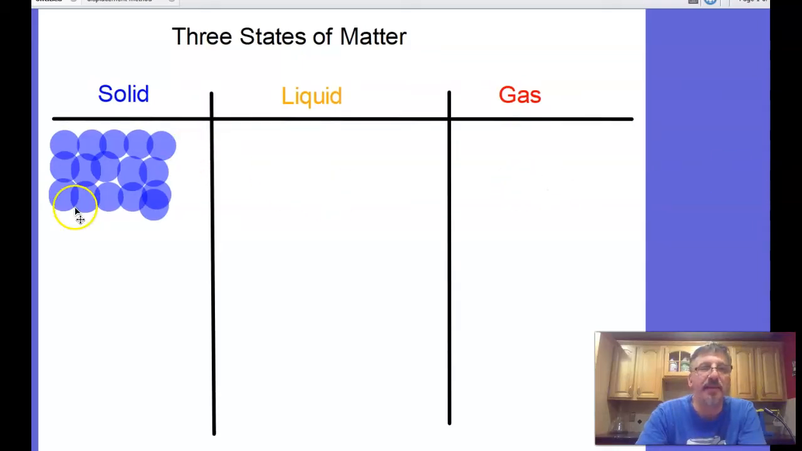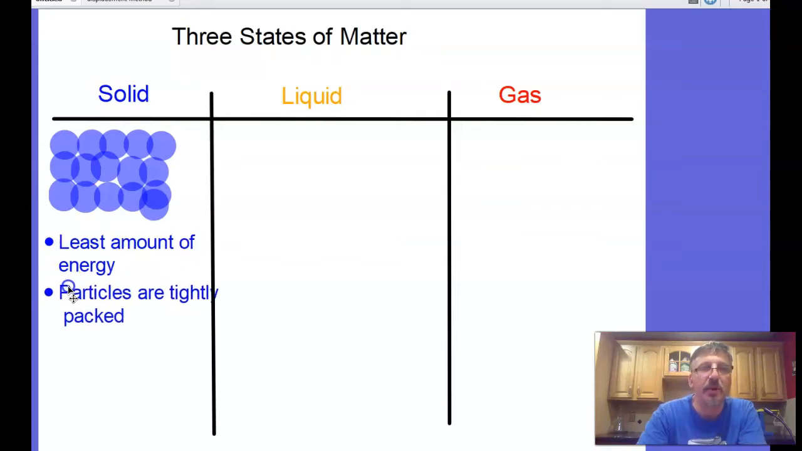All right, the reason I made these circles blue and the word solid blue is because solids have the least amount of energy. And I bet you can guess the amount of energy in a liquid and a gas. So let's write least amount of energy underneath our model of the solid. And the other thing we already discussed is the molecules, or we can call them particles, are tightly packed. So the particles are tightly packed together.